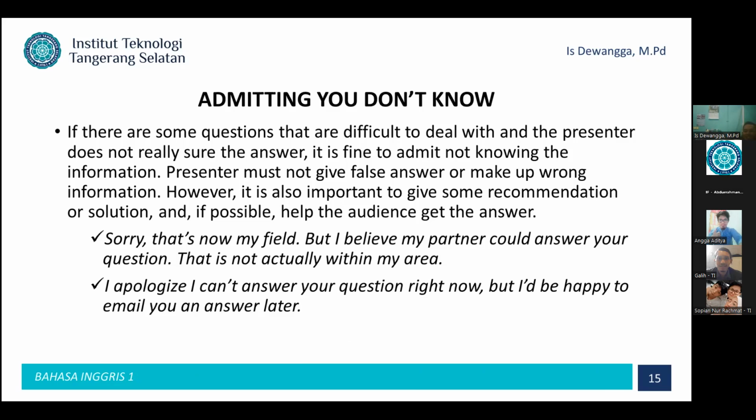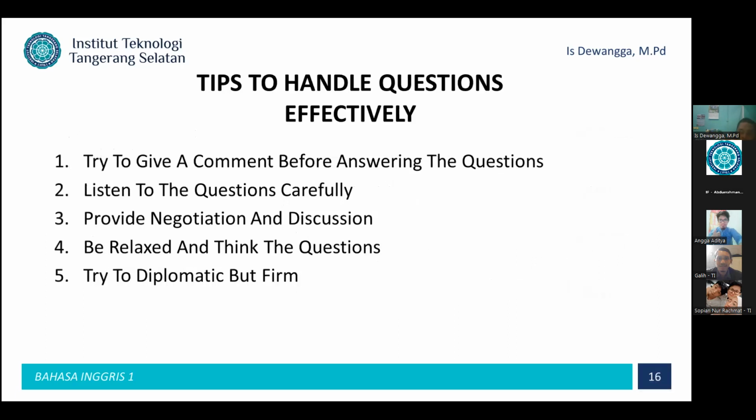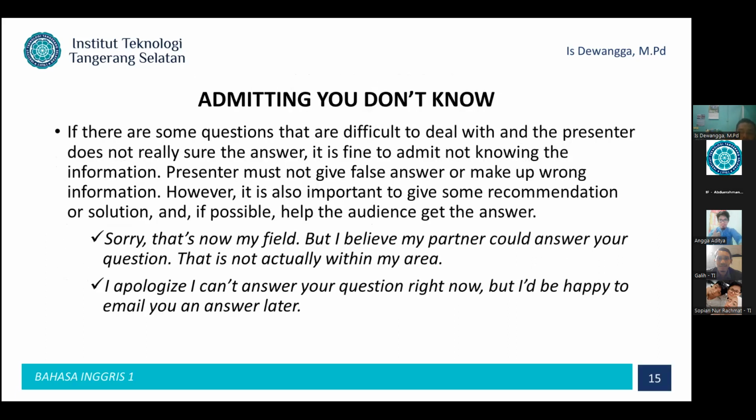Nah, jadi nggak bisa dijawab secara langsung di situ karena you do not have the source of the answer. So please ask them to email you to answer later. So you have time to look for the answers and then give them an email about the answers. That's how to admit the answers to questions that you do not know.